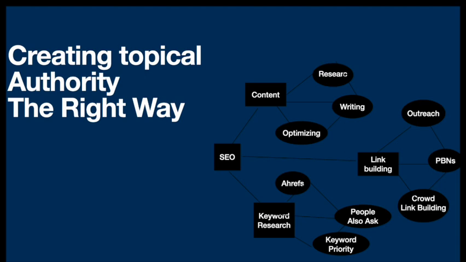For instance, you can cover Black Hat SEO. You can also cover topics related to AI content writing, and you can have that hooked up to the content category. And then you can have a separate category for link building, and then you have outreach, which will be an article, and then PBNs and crowd link building. So all of this will be linked.